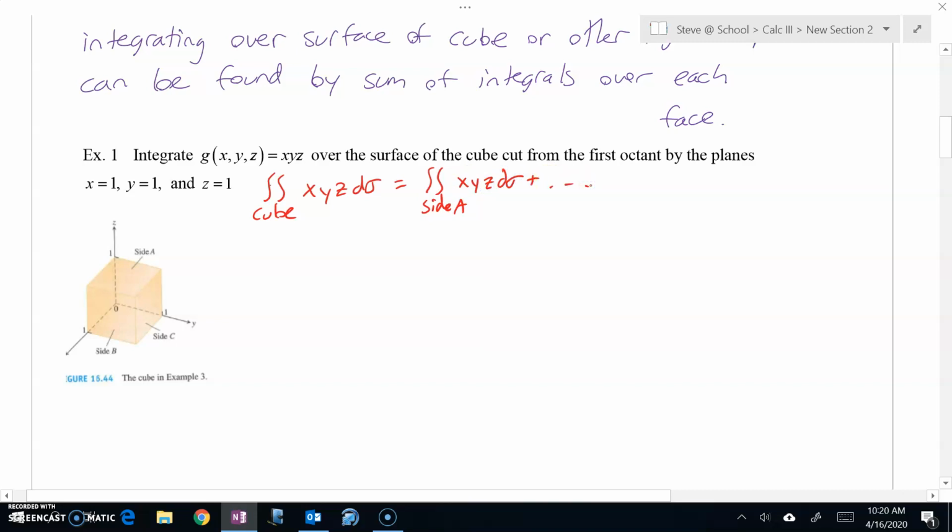So let's just look at side A, for example. Let's do side A. So here's the surface. For side A, we have a few things. Basically the surface function is z equals 1, because it's the plane z equals 1. Therefore, that's the surface, and then the shadow region will have bounds of 0 to 1 for x and 0 to 1 for y.